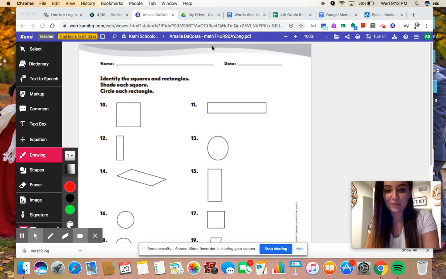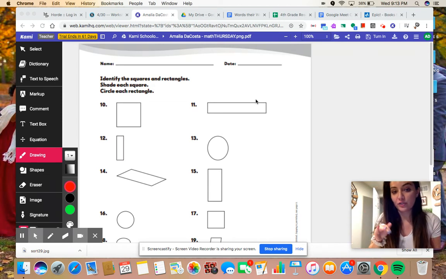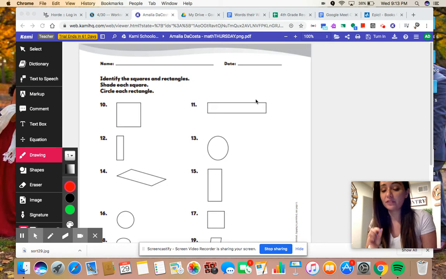DaCosta. So I just wanted to come on here really quickly to explain how to do today's math assignment. I did see some errors in yesterday's work, but these are errors that are very small and they can be fixed. So just please make sure that you are paying attention. And if you need to take notes, you can do that, okay? So here is today's math assignment.